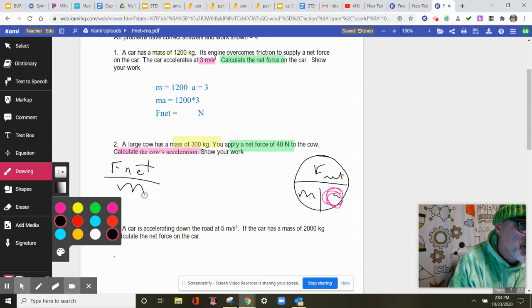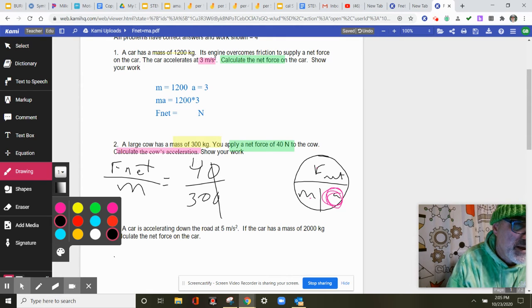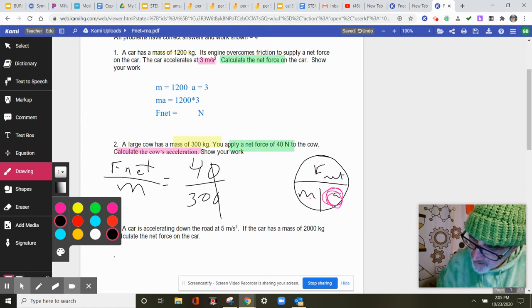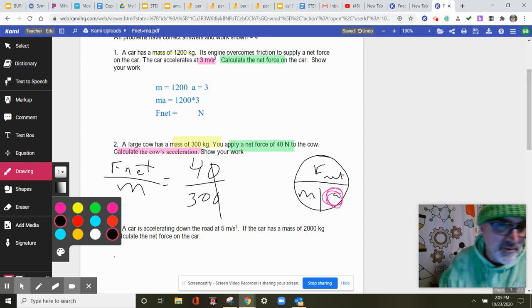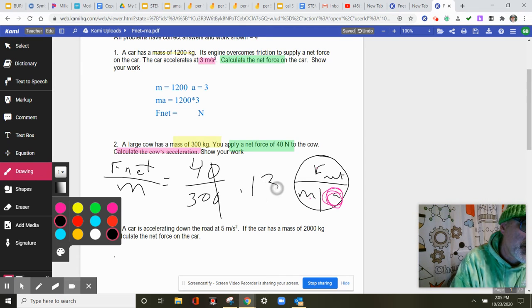So the net force divided by the mass, which is 40, divided by 300. My 4s do not look good on this. All right, so 4 divided by 30 is 2 divided by 15 is 1 divided by 7.5. 1 divided by 7.5 is 0.13. And that would be meters per second squared.